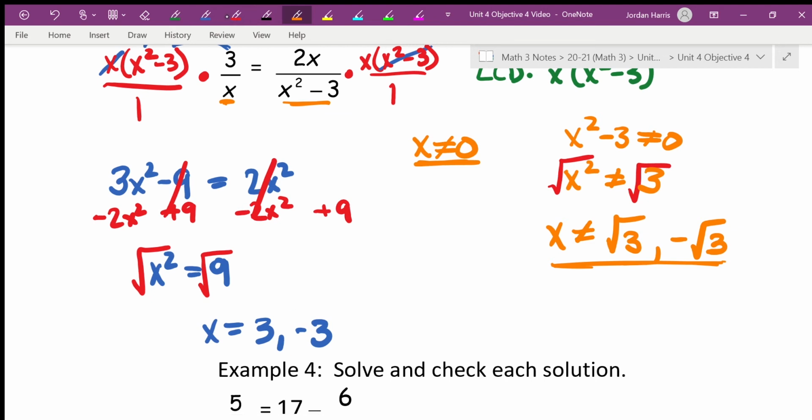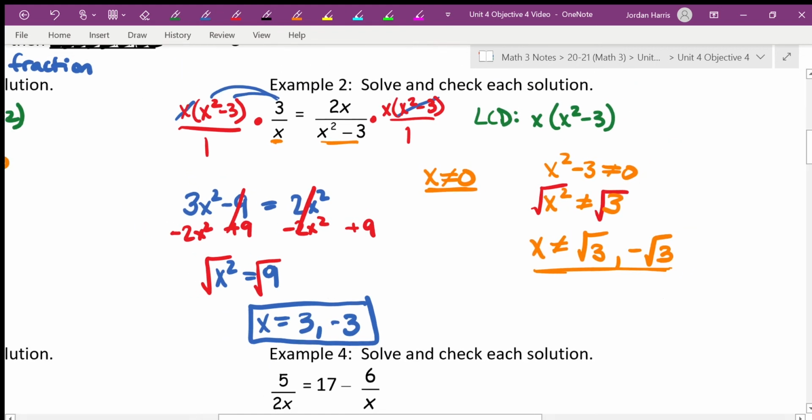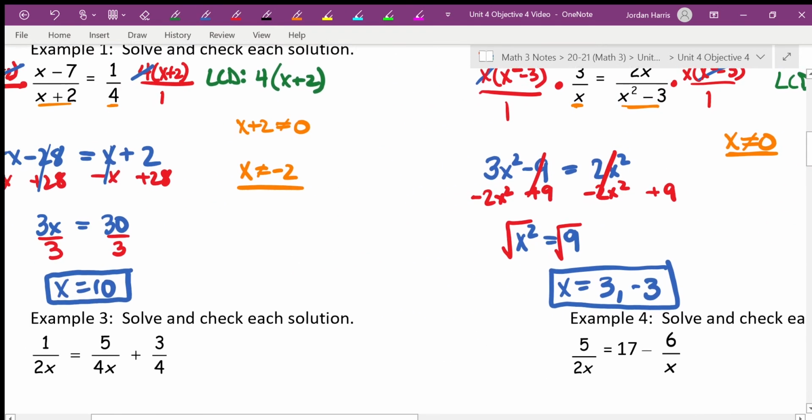I have normal 3 and -3, so we're good. If we had one of these solutions, we'd have to cross it out. It's excluded. We cannot use it. Okay, so that's example 2.